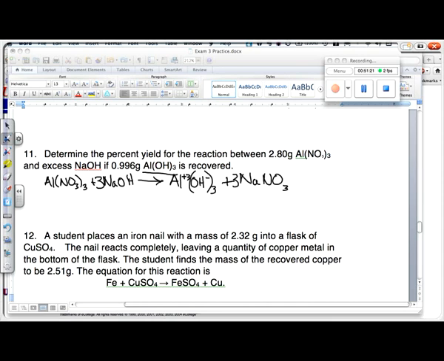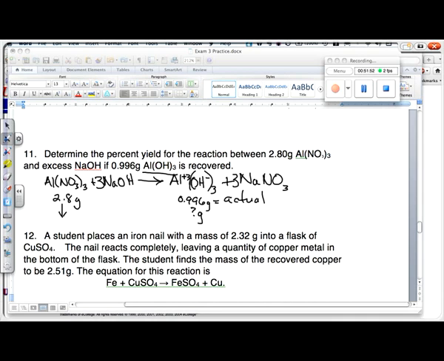Okay. Determine the percentage yield if 2.8 grams of this, and again we are given the amount of a product, which of course is your actual yield. So 0.996 grams is your actual. We have to get a theoretical, so get this into moles.